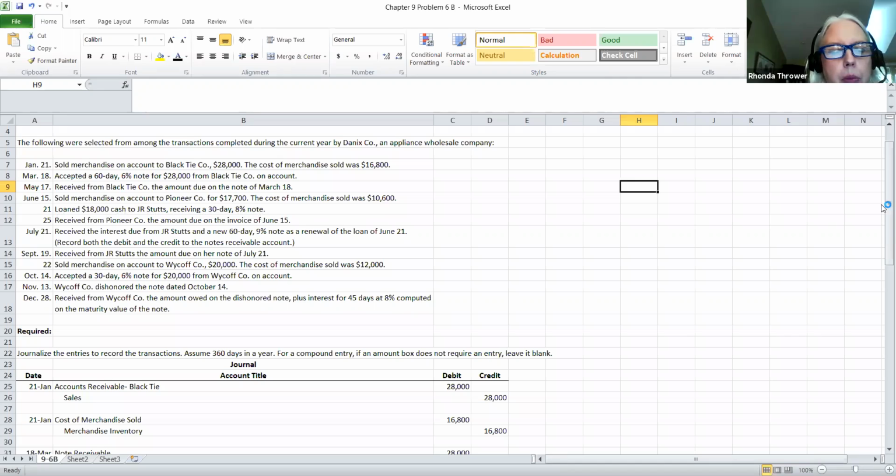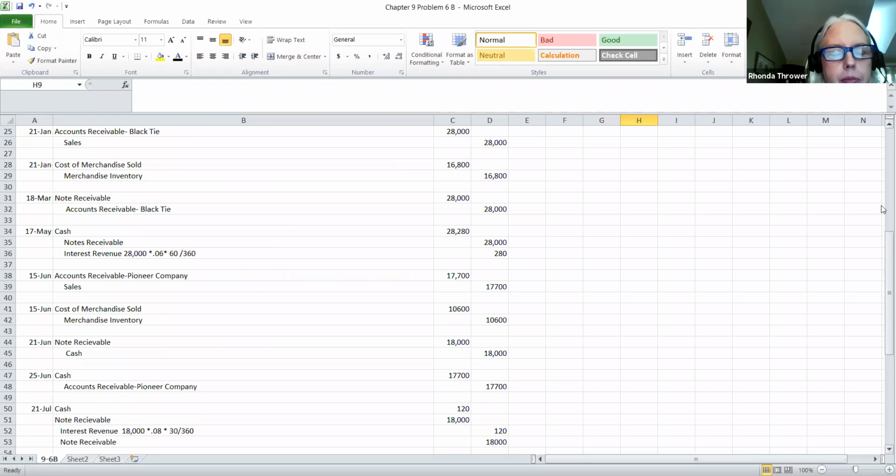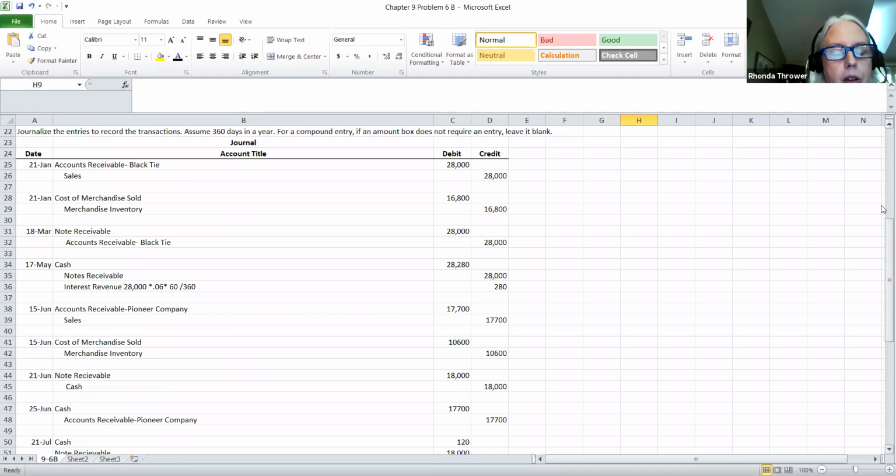So we simply credit our cash and we will debit our notes receivable. Notes receivable is an asset account. It's going up. We are loaning this person some money. We gave him some cash. And so our cash is decreasing. To decrease cash, which is an asset, you would credit.